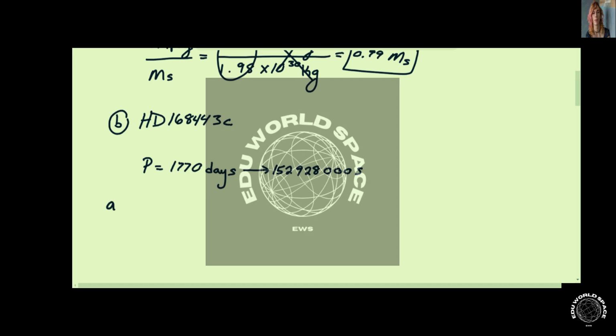Okay, so now we do A, with a semi-major axis, which is 2.87 AU. And I'll show you guys again, because this one you may not be familiar with. Okay, there you go. Put it in your calculator: 4.305 times 10 to the 11 meters.